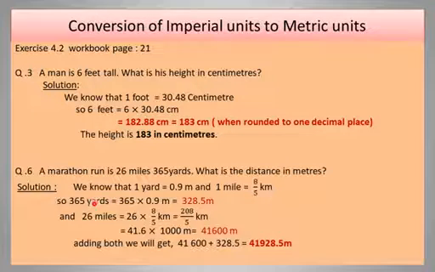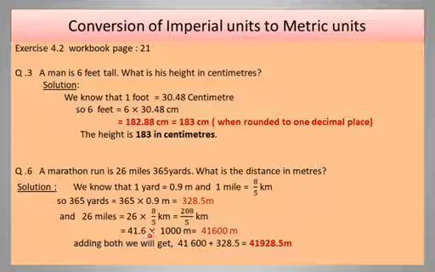Now 365 yards I am going to convert into meters first. So what we will do, 365 into 0.9 meter, you will get 328.5 meter. And next I am going to do 26 miles. I will convert it into kilometer, then I will convert it into meter. So 26 into 8 by 5 kilometer, you will get 208 by 5 kilometer. When I did division 208 by 5, I got 41.6 kilometer.